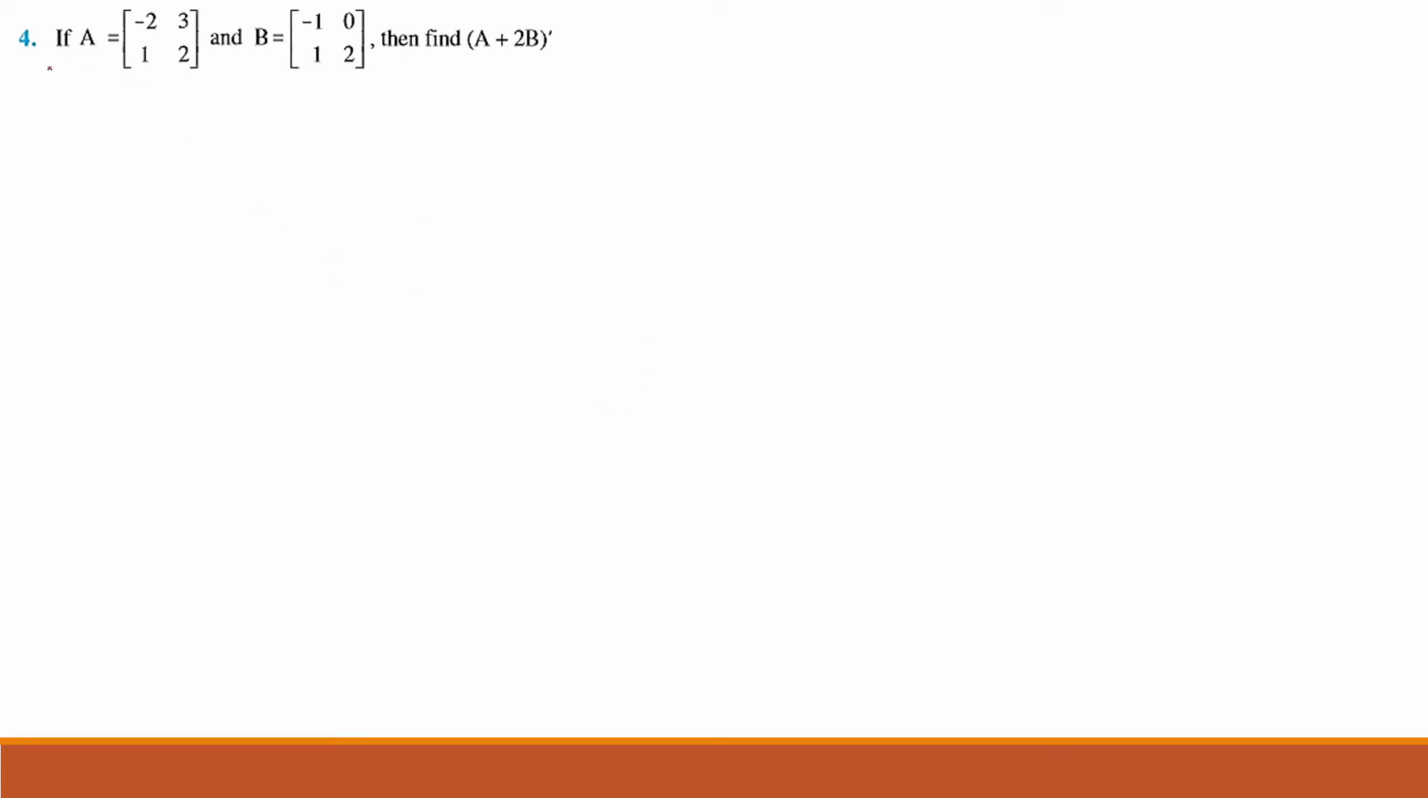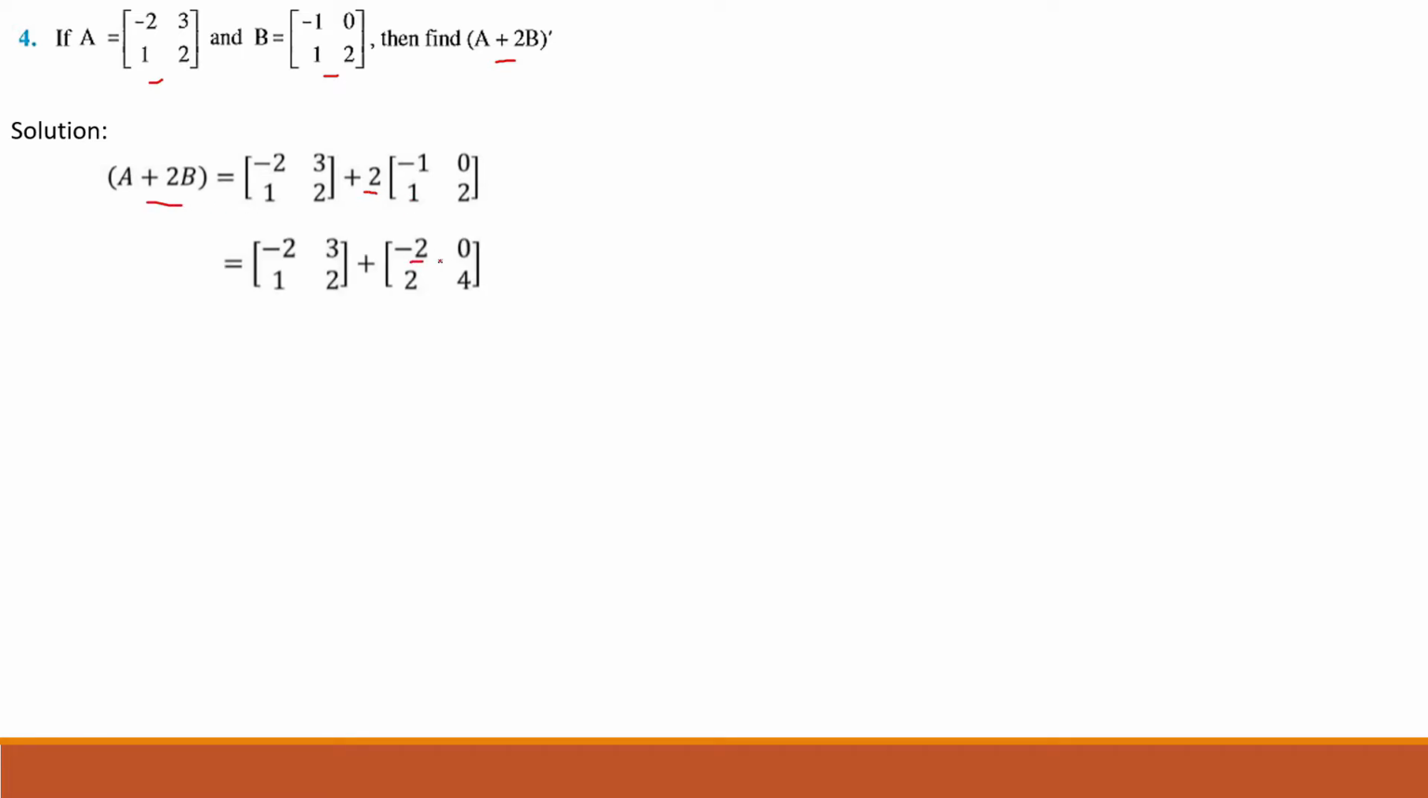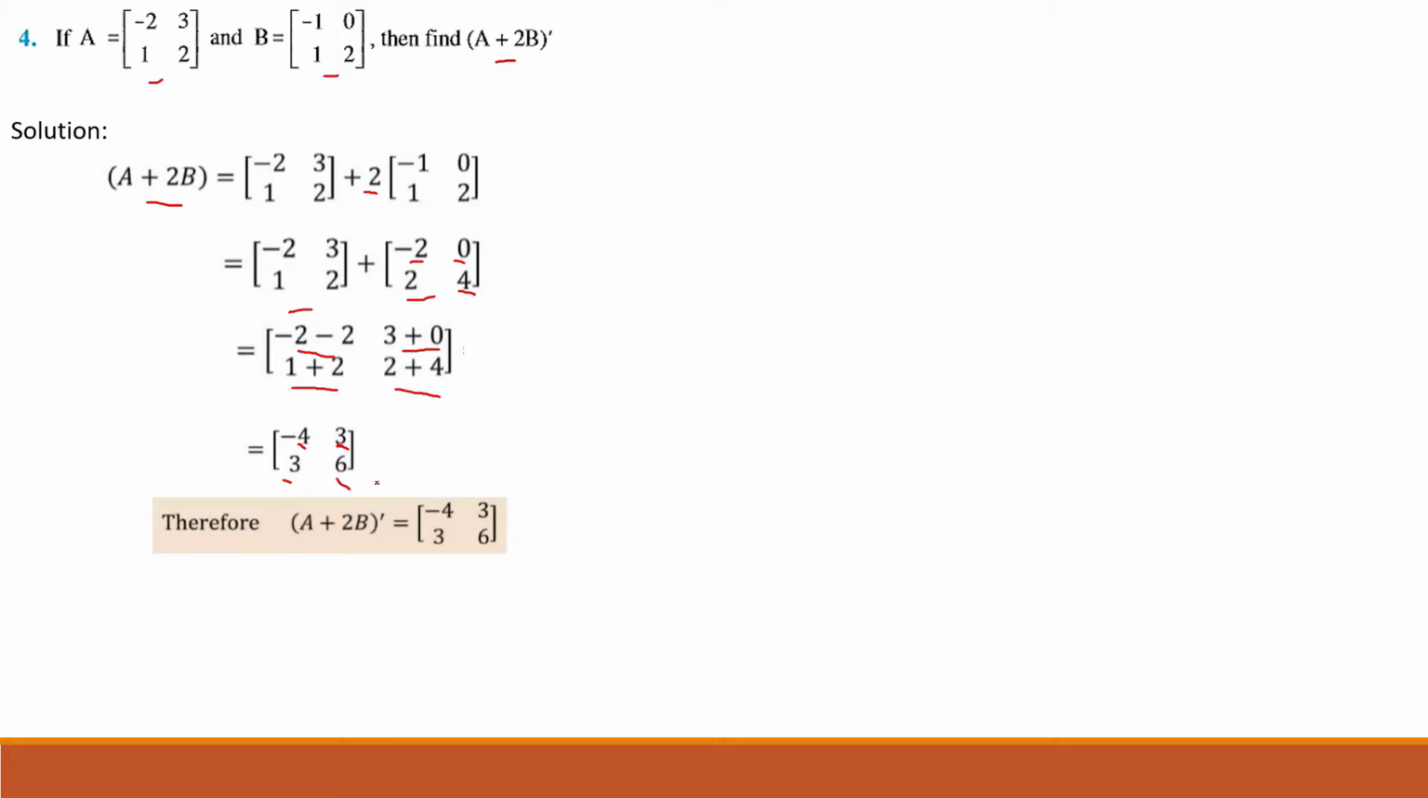Moving to the fourth problem, we have given two matrices A and B and we have to find A plus 2B the whole transpose. So writing A and B in this format, for A plus 2B, we have to multiply 2 with all the elements of B. It will be minus 2, 0, 2 and 4, and after adding this we get the answer as minus 2 which is minus 4, 3 plus 0 again 3, 1 plus 2 is 3 and 2 plus 4 is 6, and we have to find the transpose of this A plus 2B.